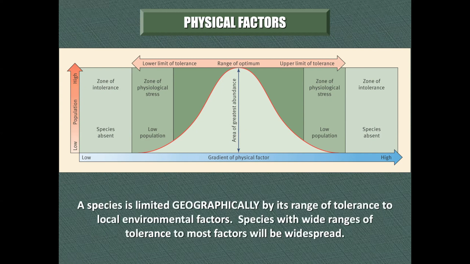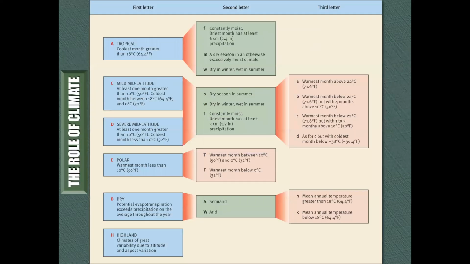So a species is limited geographically by the range of environmental factors. And again, those are usually related to temperature and moisture by and large. Those are the big ones, obviously. All right, so climate plays a big role, and we already talked about this, the idea of A climates, C, D, E, and then you have the B climates, which are basically related to moisture. Okay, and remember there's a first letter, a second letter, and a third letter depending on the type of climate.